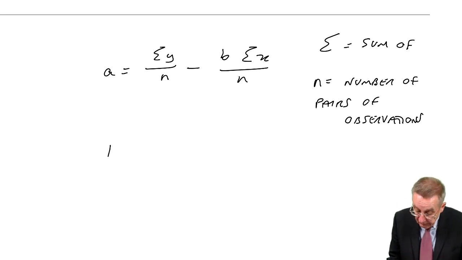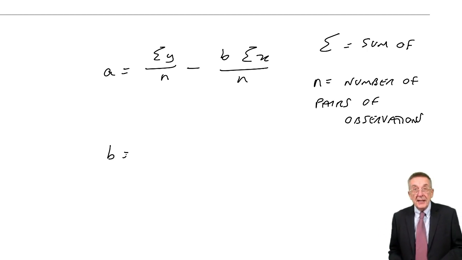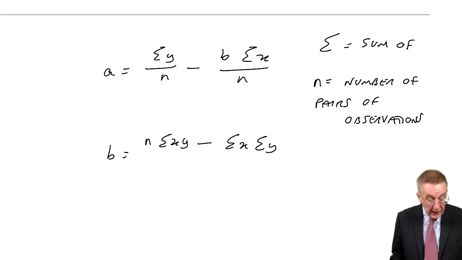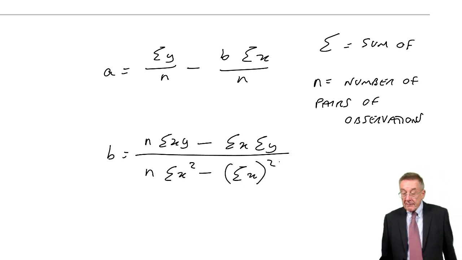Look back at that equation, B is the variable cost per unit. There's another formula to get B. B is N sigma xy minus sigma x times sigma y, divided by N sigma x squared minus sigma x all squared.